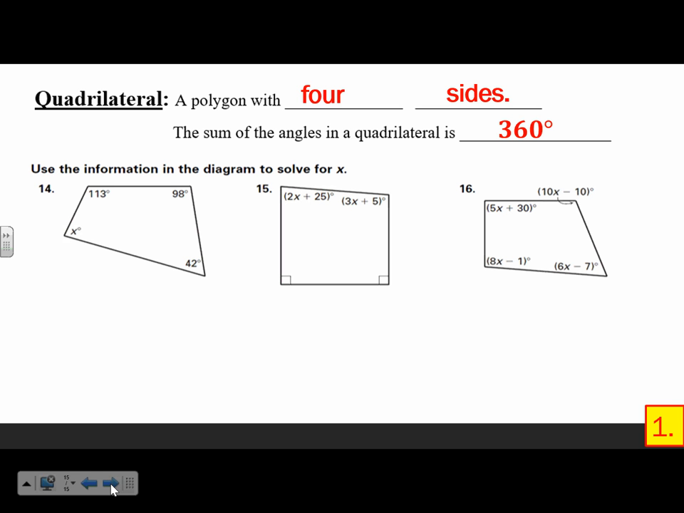Now, for what it's worth, if you ever forget, the way they figured this out is if you make this into 2 triangles, that means this adds up to 180 and this adds up to 180, so the whole thing is 360.